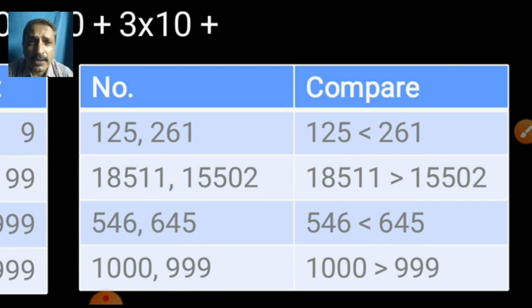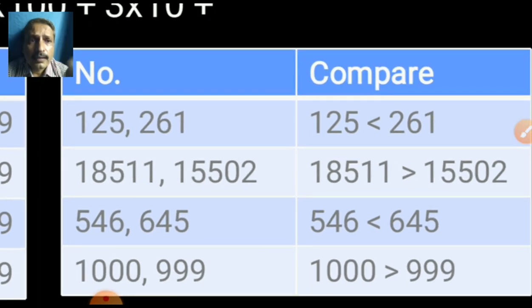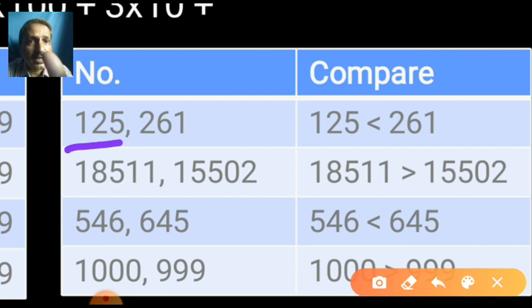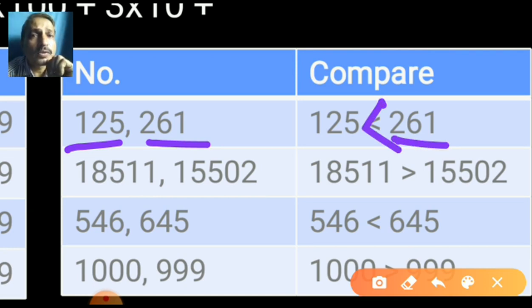Comparing. Do you know what is comparing? Less than, greater than, and equal to. Yes, student. Here are two numbers, 125 and 261. Who is the greatest one? Yes, 261 is greater than. That's why we put the sign here this way. Or how to read out this one?